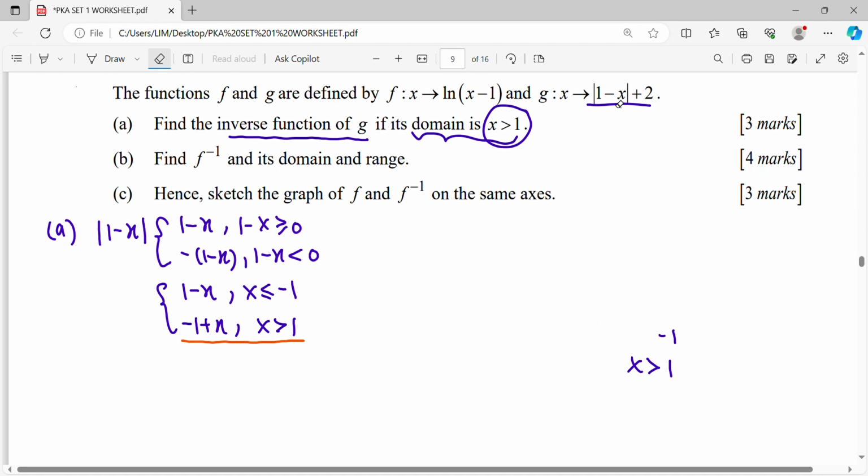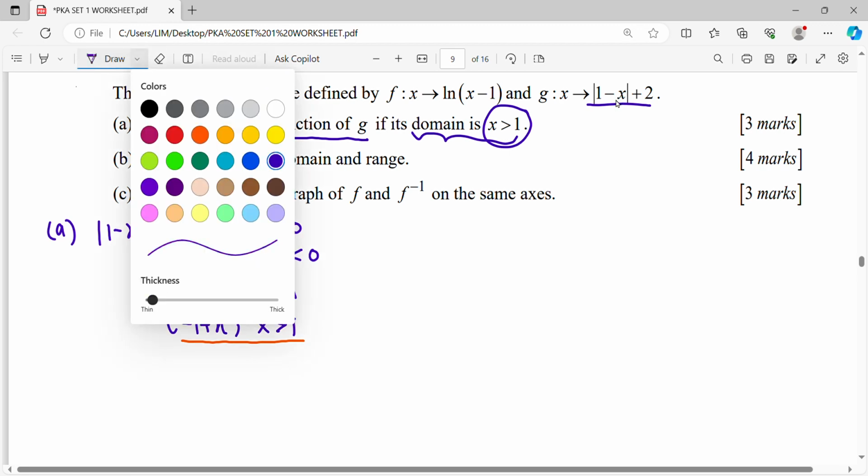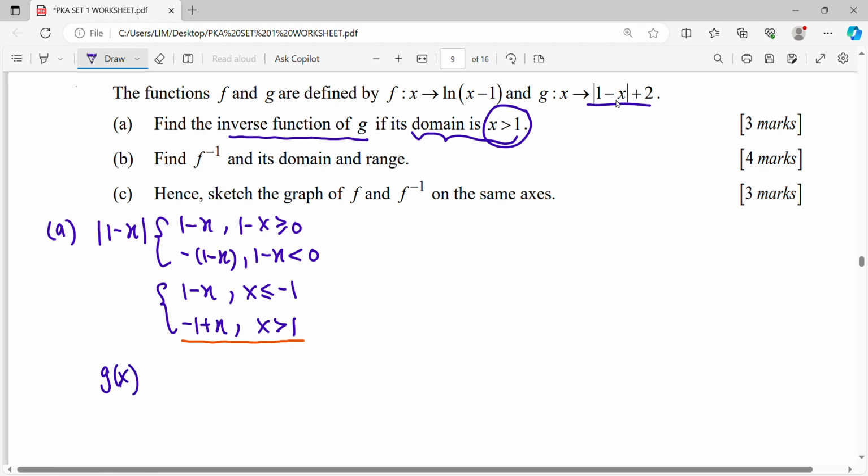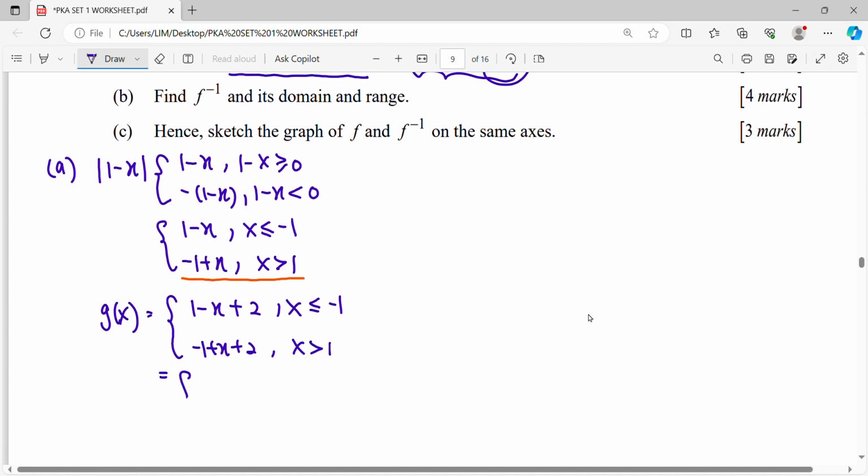So we complete the whole function. This is just one part of the modulus. Our whole function is g(x), so our g(x) is the modulus plus 2. So in conclusion, modulus function plus 2. This is our g(x) complete. Simplify this, we can notice that this is 3 minus x for x less than negative 1, and this is x plus 1.